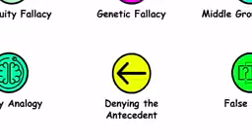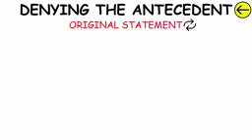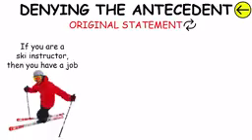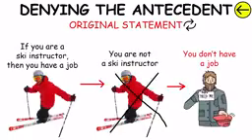Denying the antecedent. Denying the antecedent infers the inverse from an original statement. It's something like, if you are a ski instructor, then you have a job. You are not a ski instructor, therefore you have no job.